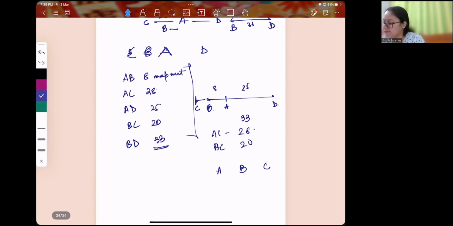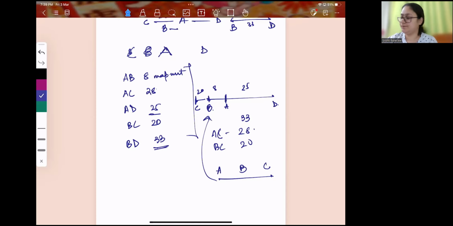So what did I do first? First I placed B and D because they are the farthest. Then I placed A in between because A and D have 25 map units. Then I wanted to solve it for A and C and B and C. A and C is 28, so you place it far away, and B and C is 20, so B goes between. Now you just incorporate this here. What will happen is D, A, B and C. That is how you solve it. I hope your doubt is clear.